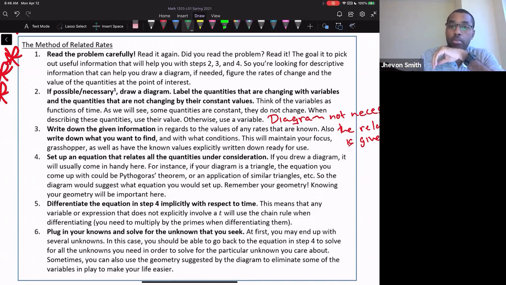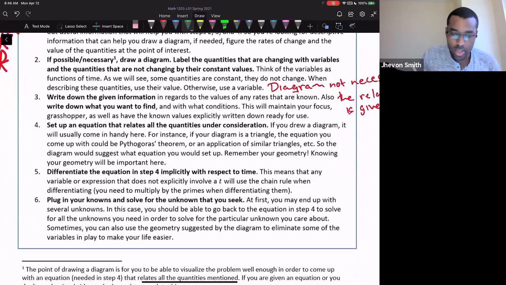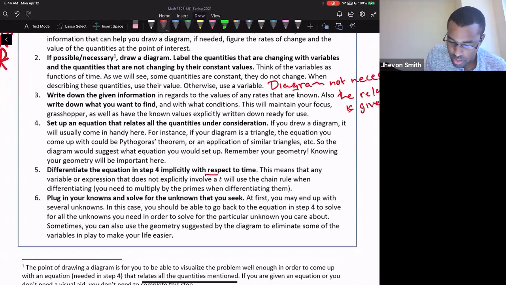You're going to differentiate implicitly with respect to time. It is always with respect to time. T is always going to be the independent variable for a related rates problem. It's always how fast they're changing over time. We know what implicit differentiation means: every time you're differentiating something that's not the independent variable, you will multiply by the prime of that variable, by the chain rule.